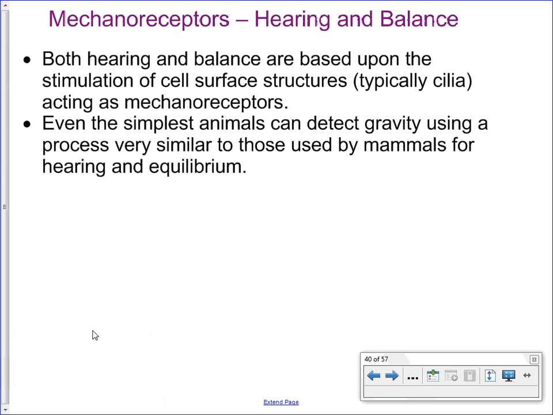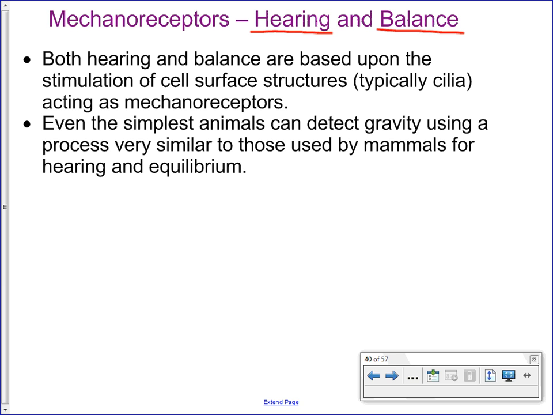Hello everyone, we're going to be talking about mechanoreceptors in this lesson. We've already talked about some mechanoreceptors when we talked about somatosensory sensation associated with the skin and the sensations of touch and pressure. In this case, we're going to be talking about mechanoreceptors and how they relate to structures associated with your ear, which are dealing with hearing obviously, but also, as we will see, balance.